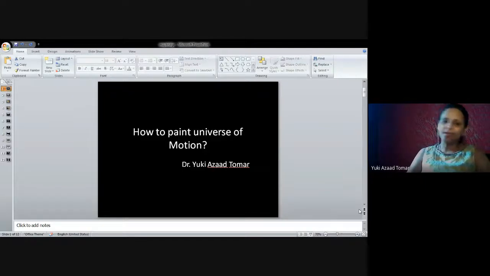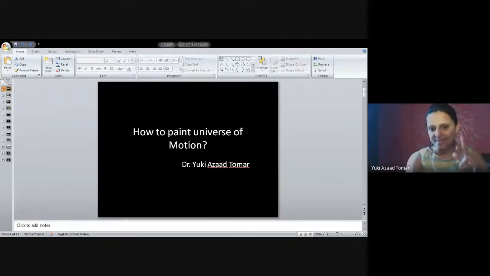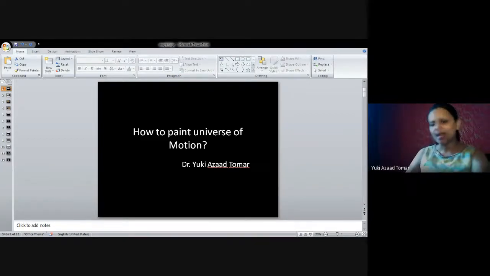And when we're talking about photography, we will now discuss how we can paint the universe of motion. Photography is mostly about still images, but there was a small transition between still images and motion pictures, and how it all started is what we will be discussing in today's class. There's always been a fixation on understanding what motion is and how it works.